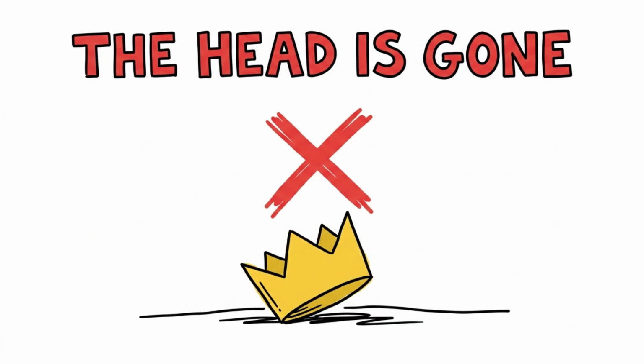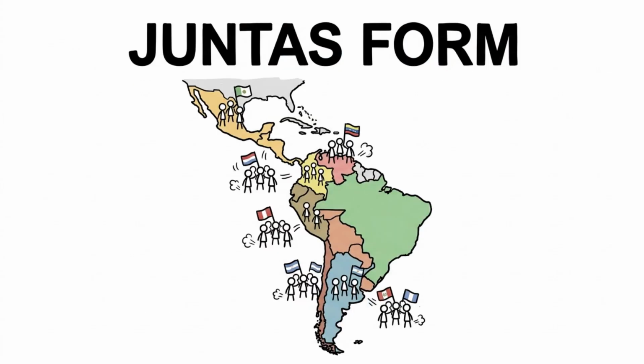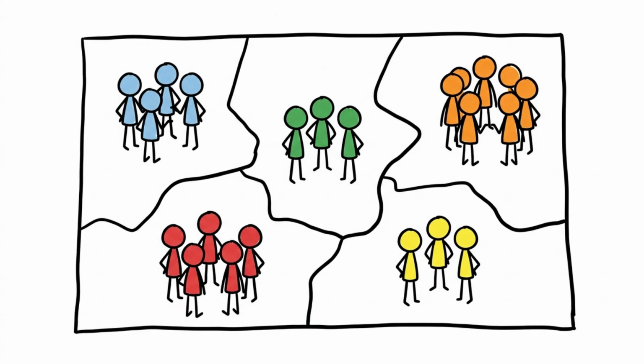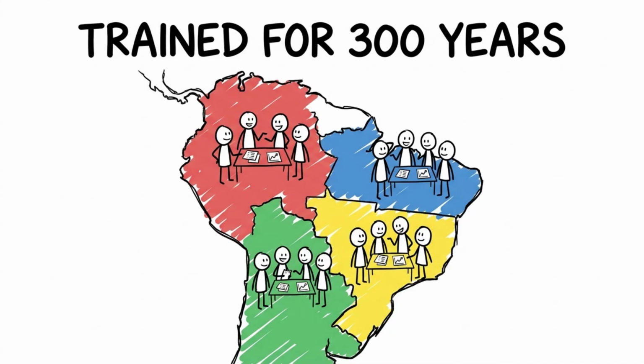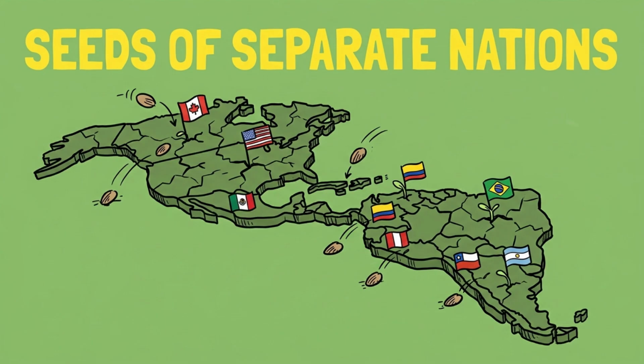But here is the strange part. These juntas did not form as one unified body, speaking for all of Spanish America. They formed separately, in each viceroyalty, in each administrative capital, because that is how the empire had trained people to organize power for 300 years. You are watching, in real time, the seeds of separate nations get planted. Not because anyone wanted separate nations, but because the only political structures available were the ones the empire had already built, and those structures were regional, not continental.